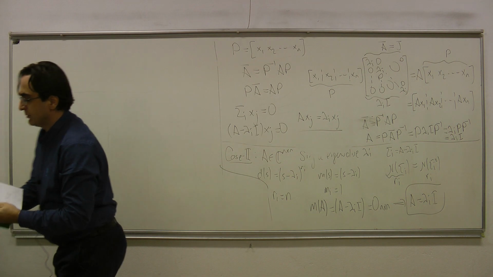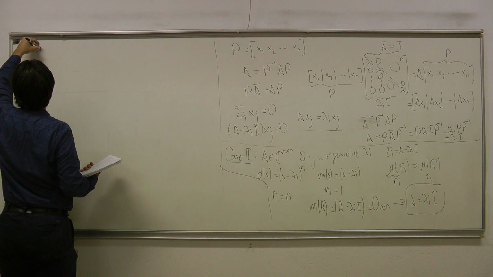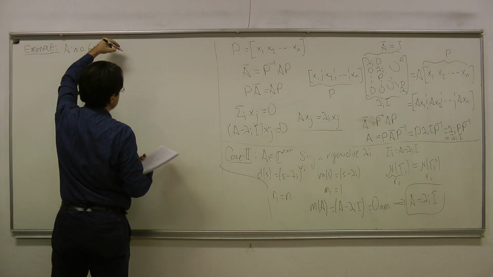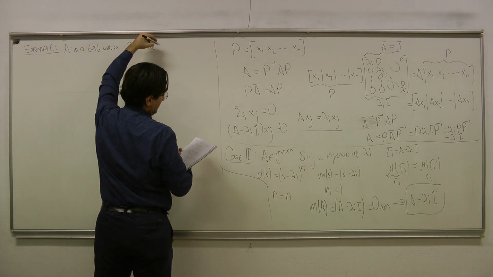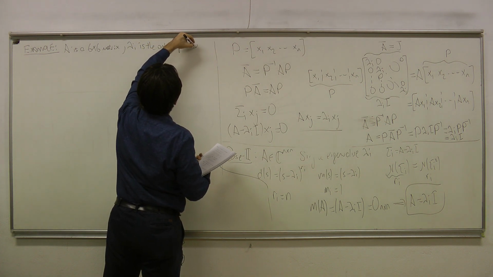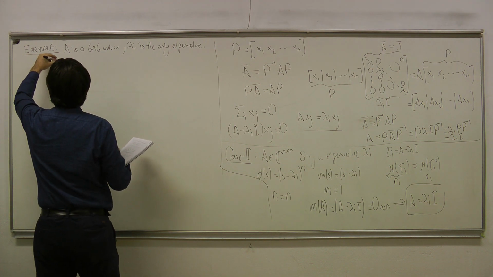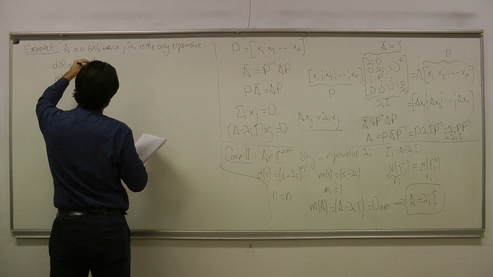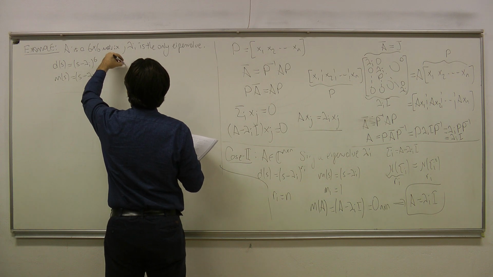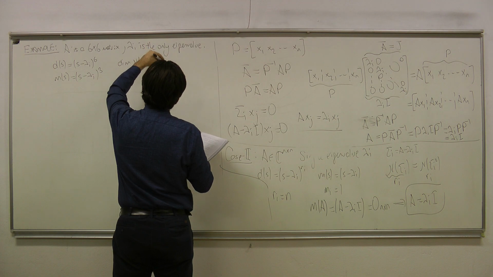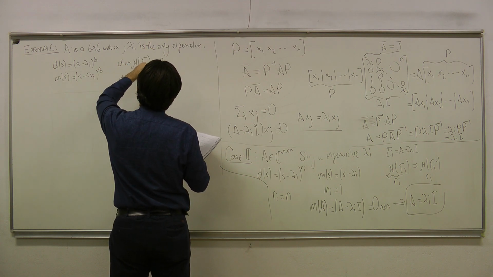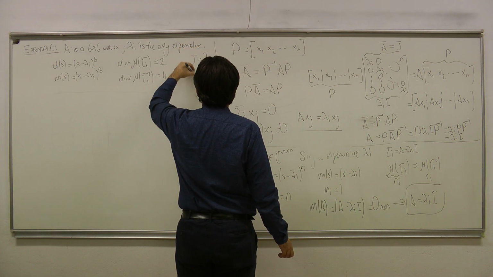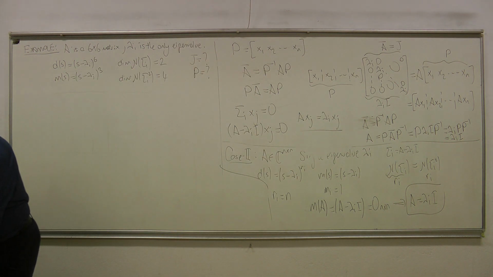Now let us look at an example. A is a 6 by 6 matrix, and lambda I is the only eigenvalue. We are given some facts here. D of S is equal to S minus lambda I to the power 6, and M of S is S minus lambda I to the power 3. We are also given some dimensions. Dimension of null space of sigma I is 2, and dimension of null space of sigma I square is equal to 4. In this case, we are asked what the Jordan canonical form is and what the P matrix putting this matrix into this Jordan canonical form would be.